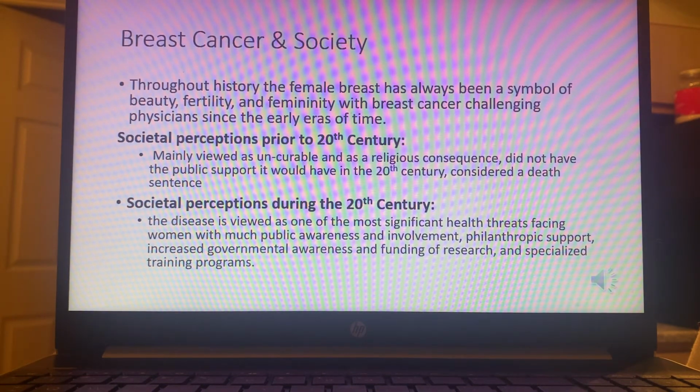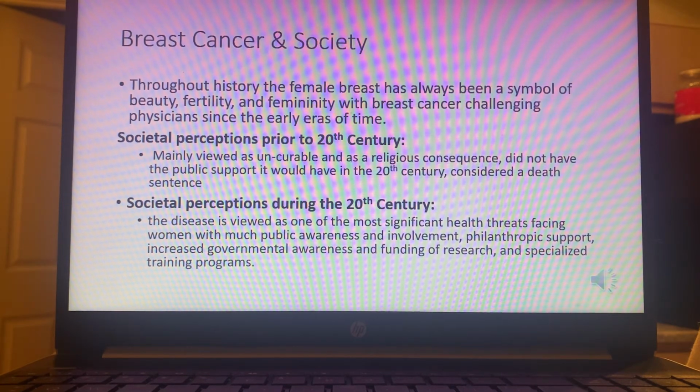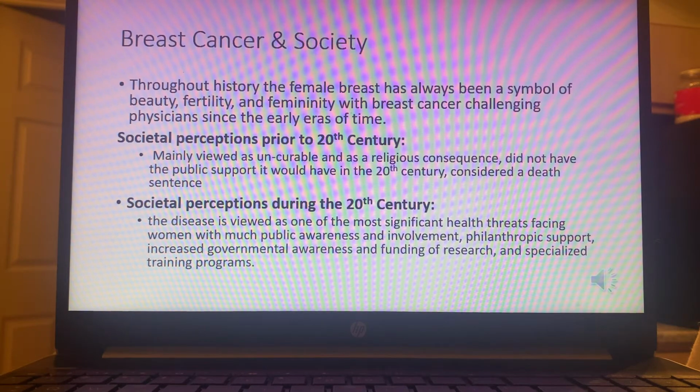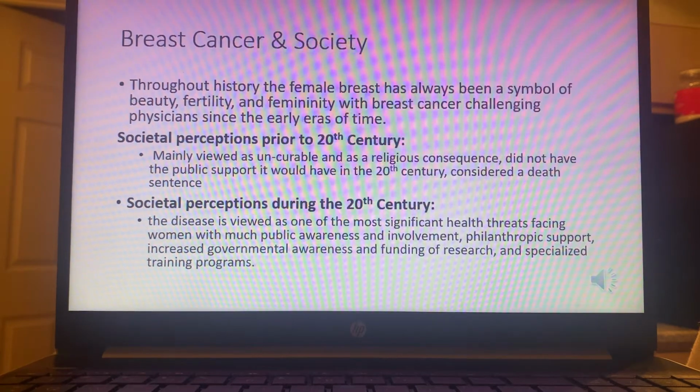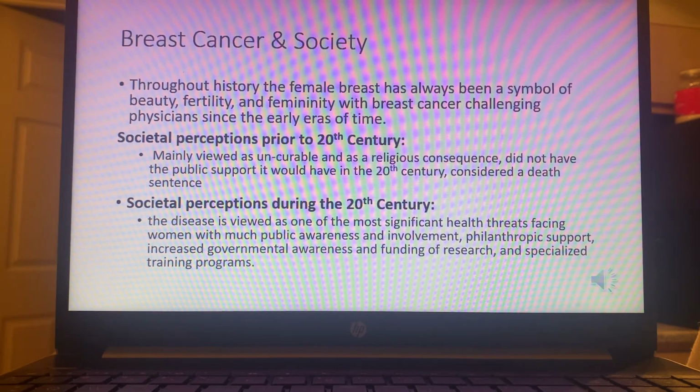Breast cancer in society. Throughout history, the female breast has always been a symbol of beauty, fertility, and femininity, with breast cancer challenging physicians since the early eras of time. The societal perceptions of breast cancer prior to the 20th century was mainly viewed as incurable, as a religious consequence, and it did not have the public support it would soon have in the 20th century. It was also considered to many a death sentence.